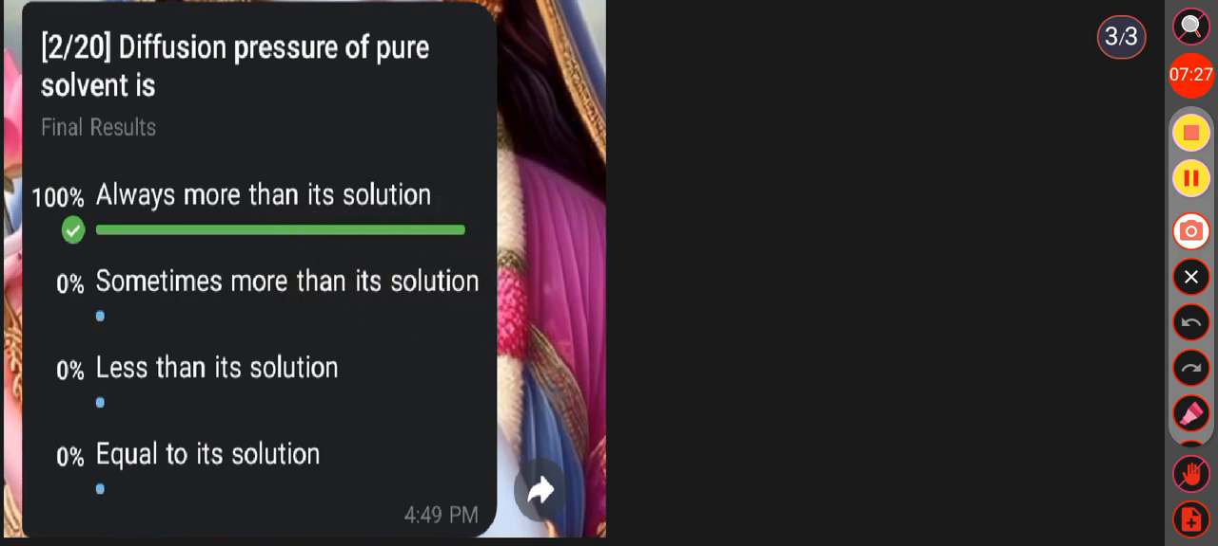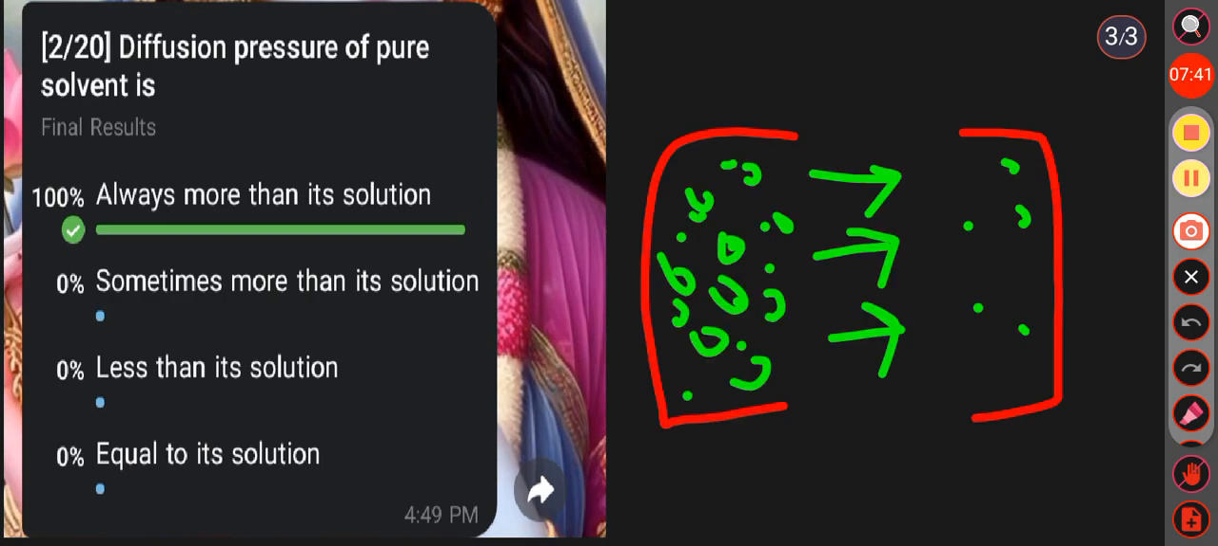Before that, you must know what diffusion is. What is diffusion? The movement of the molecules of gases, liquids and solids from the region of higher concentration to the lower concentration. Suppose here a higher concentration of particles is present, but here the concentration is low. So we know that the movement of the molecules or particles from the region of higher concentration to the lower concentration is known as diffusion.